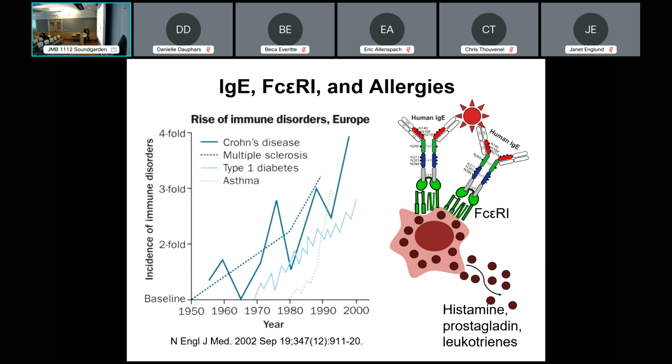Yeah, so essentially, when IgE is cross-linked on the surface of mast cells, you get degranulation and the release of these mediators that are responsible for the symptoms of allergic disease, like histamine, prostaglandin, and leukotrienes.